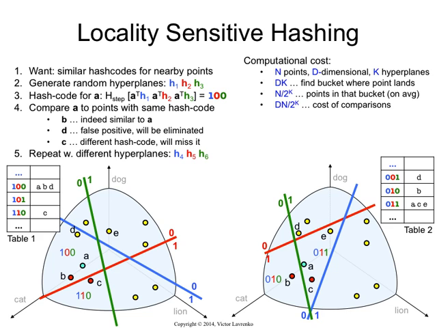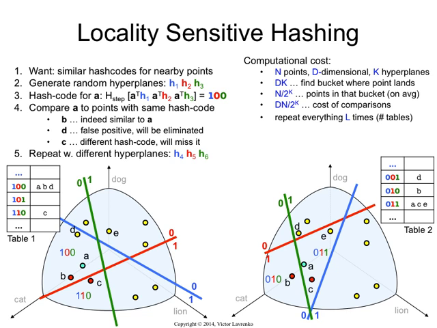So I have two parts to this. I have dk, which is finding the bucket, and dn over 2 to the k, which is comparisons inside the bucket. And you see, with k hyperplanes, that's where the saving comes from. I do k dot products with the hyperplanes, but I cut the search space by a factor of 2 to the k. So that's where the power of the LSH comes from. You are dividing the space into an exponential number of buckets.